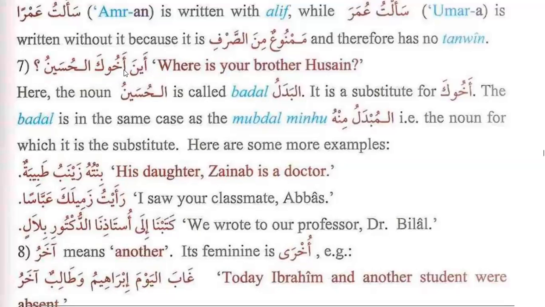So this word, Akh, is called Al-Mubdal Minhu in Arabic, okay? And this word Hussein is called Badal. In your case, let's say I ask, where is the student Satya? In that case, the word student is Al-Mubdal Minhu and the word Satya is Badal for it. Okay.